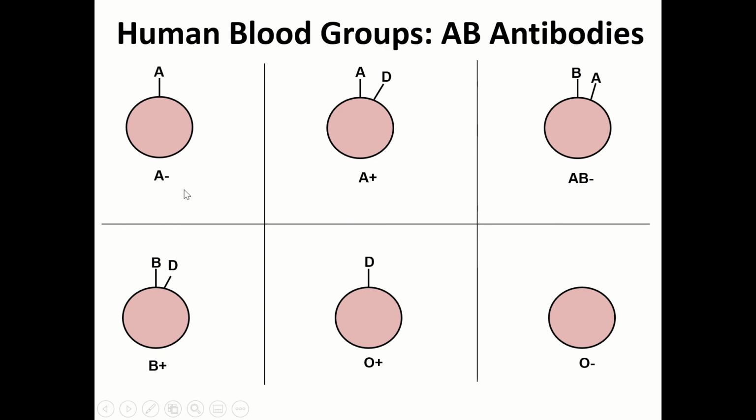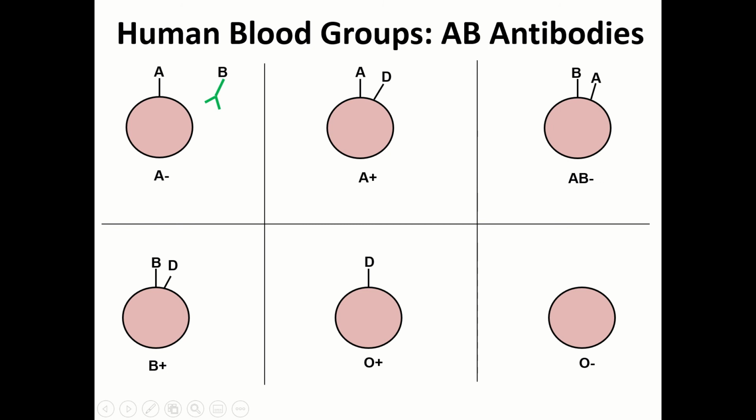So if we start here with this individual who is A negative, you ask yourself, would they be making A antibody? Well, if they do, the A antibody is going to bind to their A antigens, causing agglutination of their own cells. So that's a no. The only kind of antibody this person makes is an anti-B agglutinin.